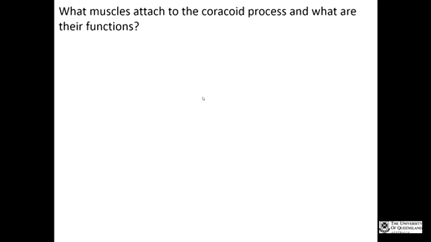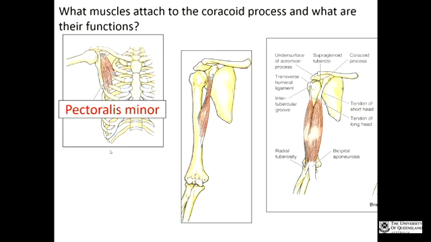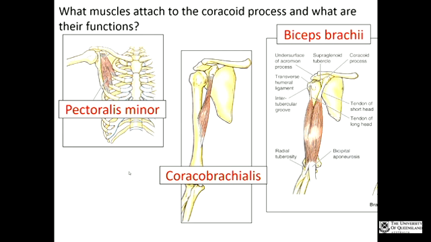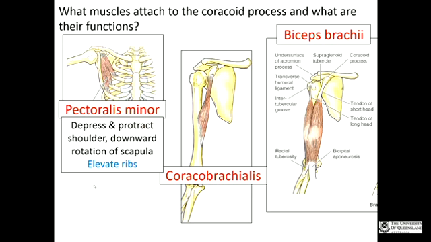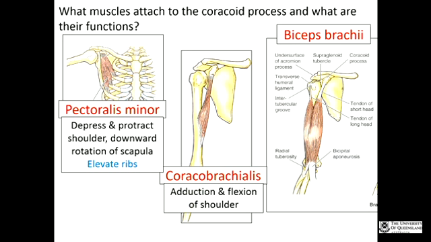That old favorite. Pectoralis minor, coracobrachialis, biceps brachii. What are their functions, though? Well, we've touched on pectoralis minor being a potential elevator of the ribs, but it depresses, protracts the shoulder, and downwardly rotates the scapula. Coracobrachialis is more straightforward. It adducts and flexes the shoulder.